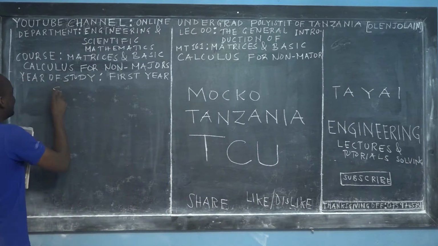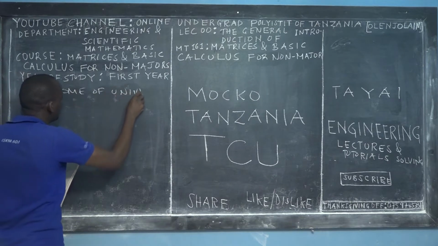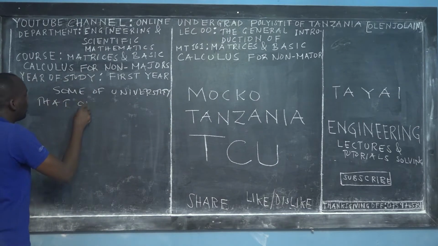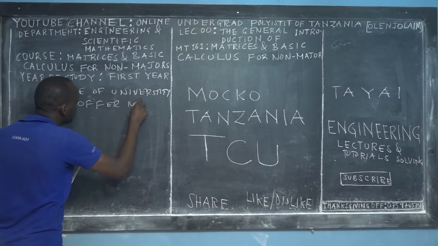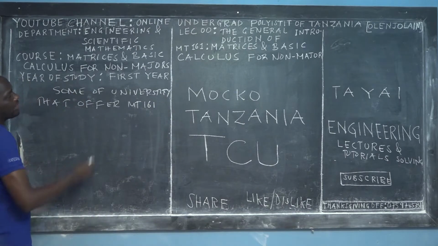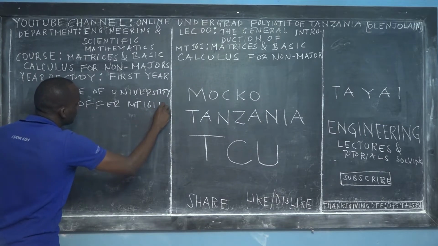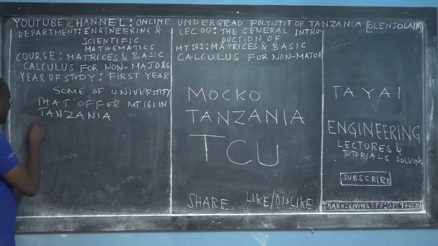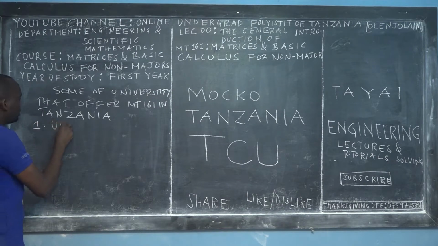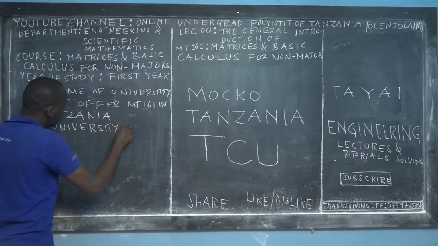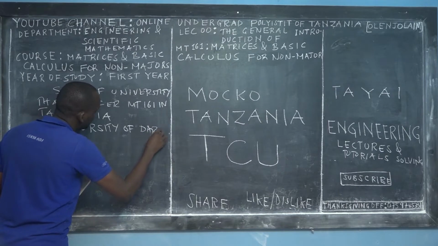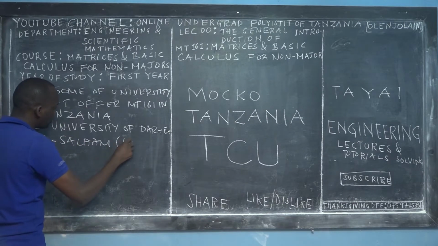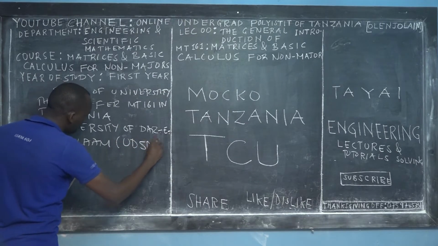Okay, some of the universities that offer MT 161, which is the module code, Matrices and Basic Calculus, in Tanzania. You can also make a list in Egypt, maybe in South Africa, because engineering is common, right? The first university is the oldest, the University of Dar es Salaam, which I use as a reference to present some other universities. In abbreviation, we call it UDSM, University of Dar es Salaam.